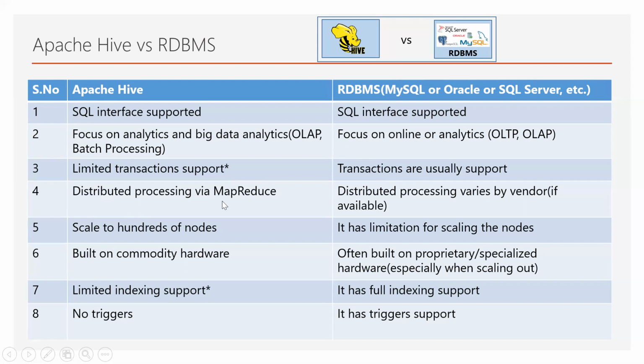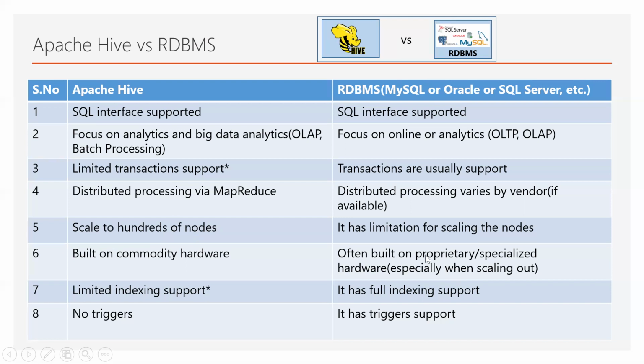Distributed processing via MapReduce. Hive supports distributed processing using MapReduce. We don't have distributed processing in RDBMS, though it is available in some vendors if you consider. Hive scales to hundreds of nodes. The more nodes you have in your cluster, the better your Hive job is going to perform, and we can add more nodes to get good performance.